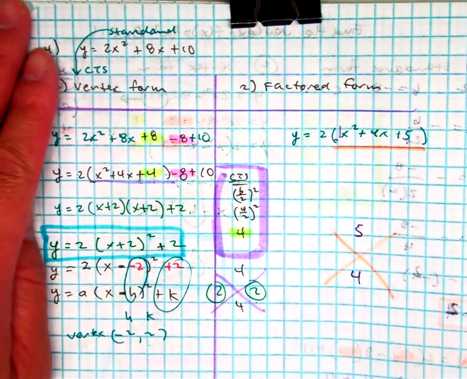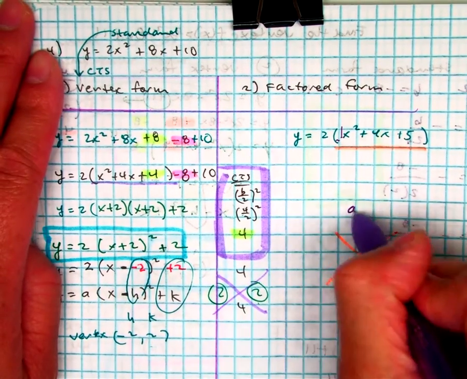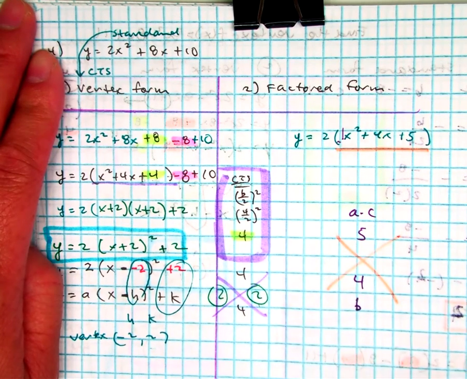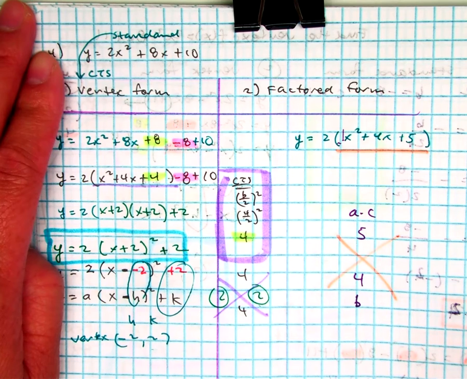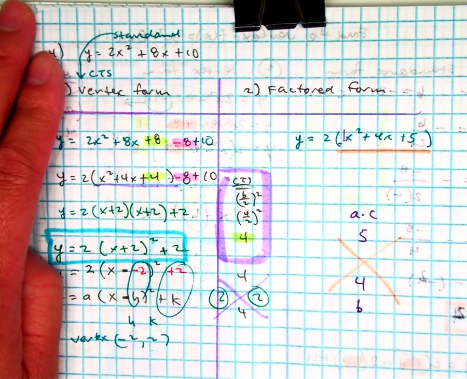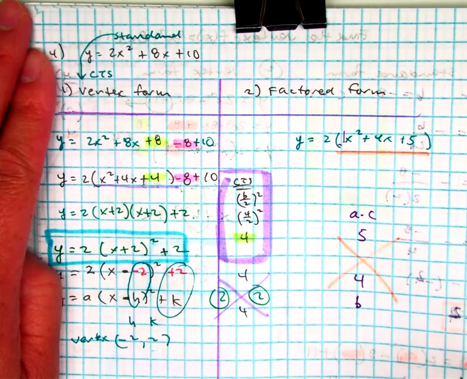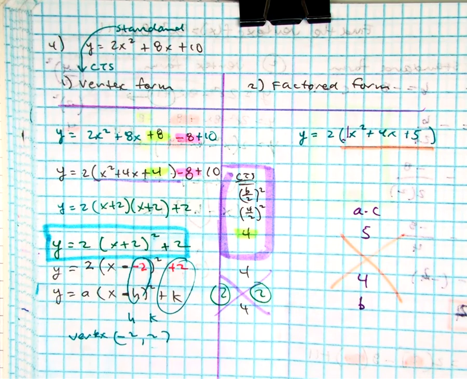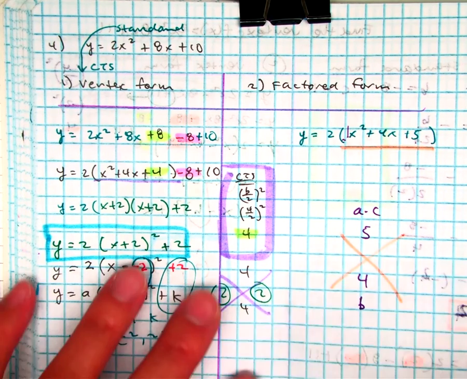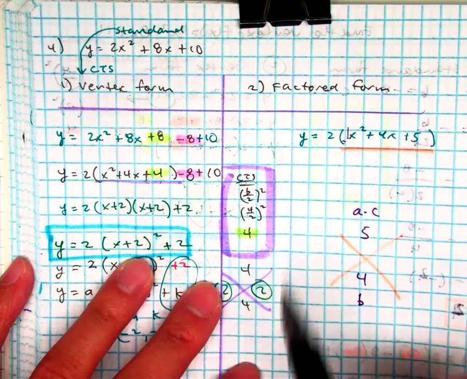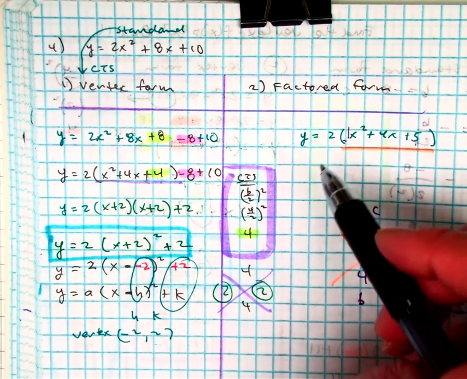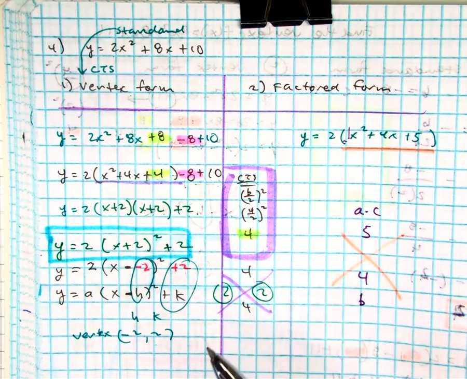Two numbers that multiply to be 5, but also add to be 4. Class, what are those two numbers? Any numbers? No numbers? So that basically means we can't get this into factored form. It would not be easy getting to factored form.